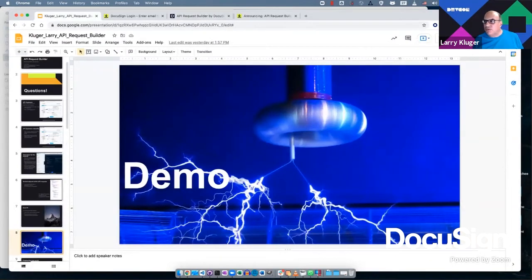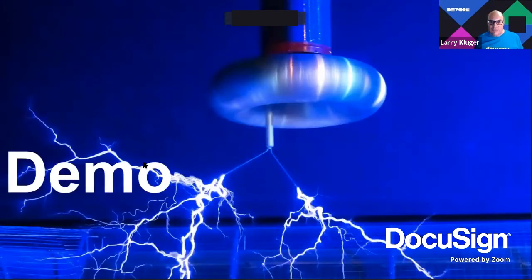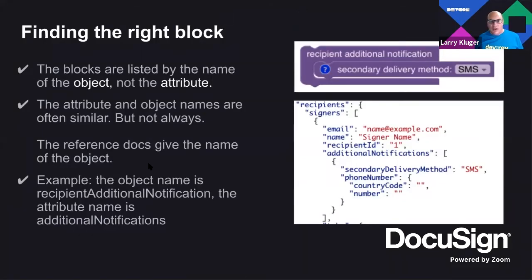have just a couple more slides, and I hope this has been of interest and you can be asking your questions. So, as I discussed, you need to find the right block, and the blocks are listed by the name of the object, not the attribute. The attribute is what you're seeing in front of you here, like the attribute is signers, but the thing that's in here, which is an array of, in this case, signer objects, is not always the same.